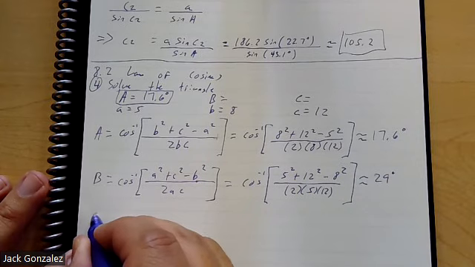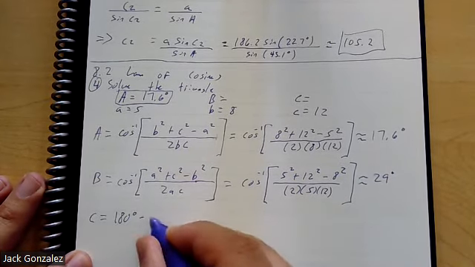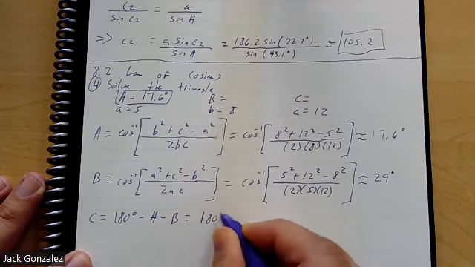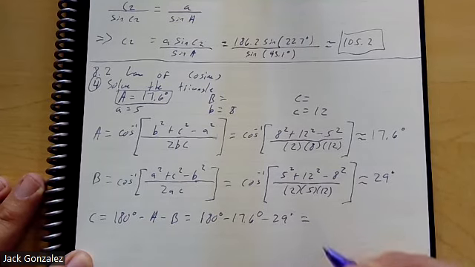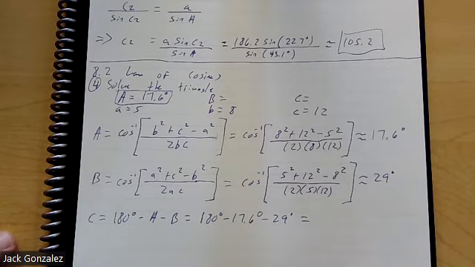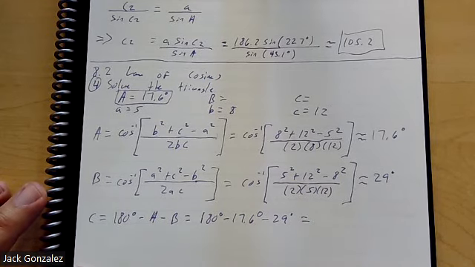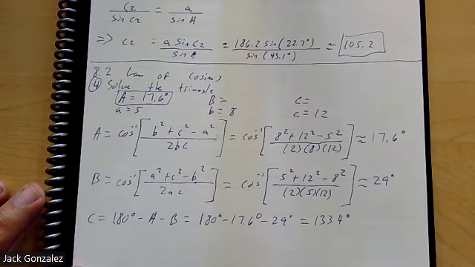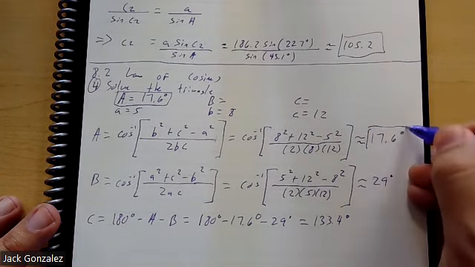Once you have two angles, the rest is easy, right? C will equal 180 minus A minus B. So 180 minus 17.6 minus 29. So not too bad, right?